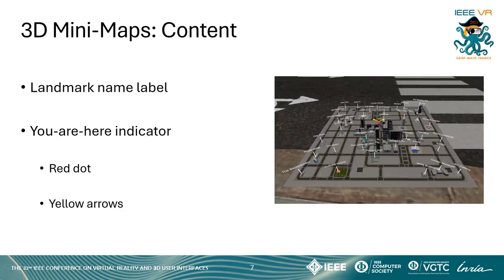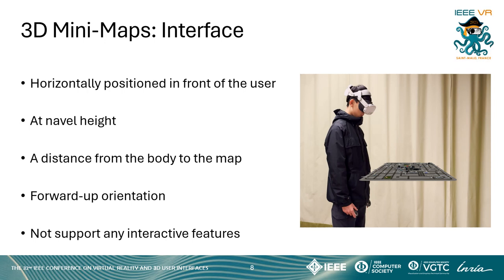In the 3D minimap, each landmark is labeled with its name to help users identify them. We also provide a "you are here" indicator represented by a red dot and yellow arrows. The map was placed horizontally in front of the user at the height of the navel. The distance from the body to the center of the map was set at 82 centimeters, a value experimentally determined through piloting various distances.